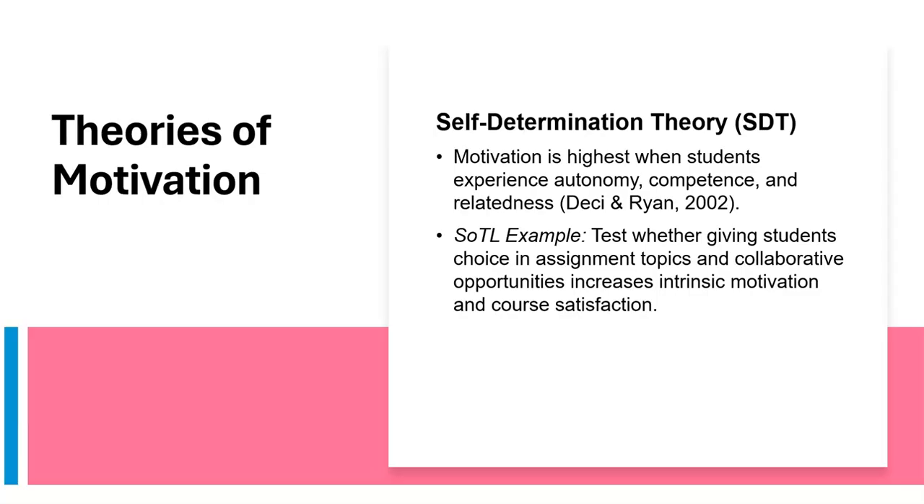Self-determination theory has to do with autonomy, competence, and relatedness. And when those factors are high, motivation is high. So you can see an example here. It really draws upon this idea that if you give students a choice in different areas, that might increase their motivation.